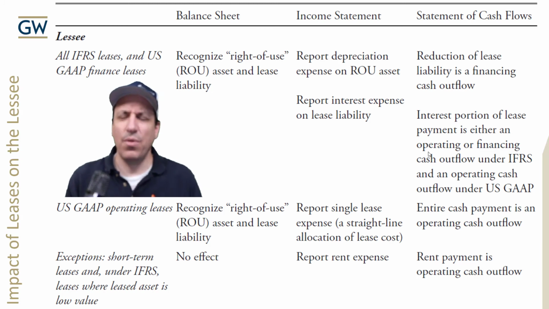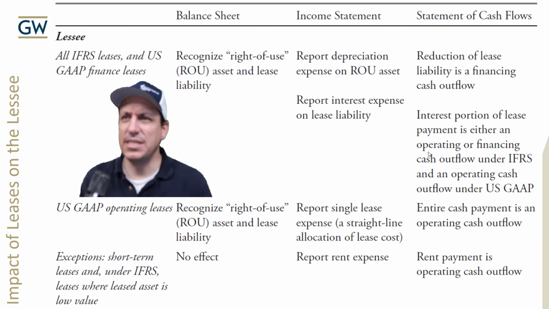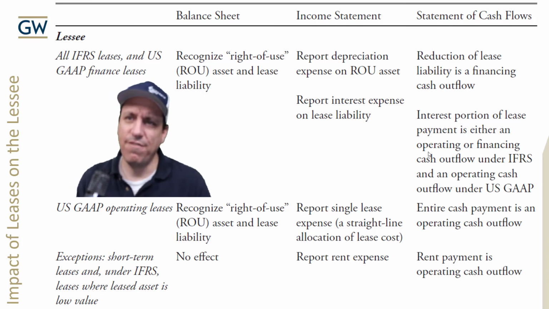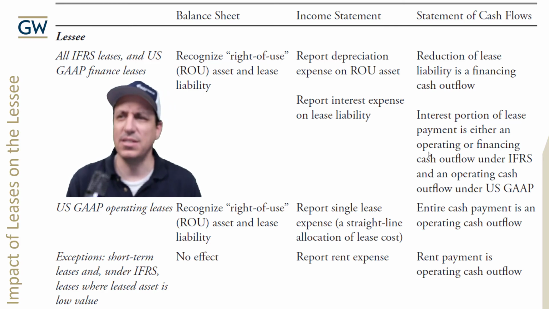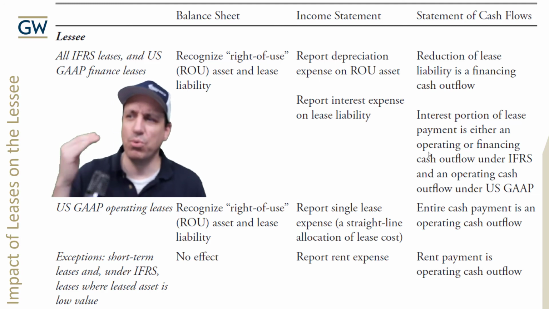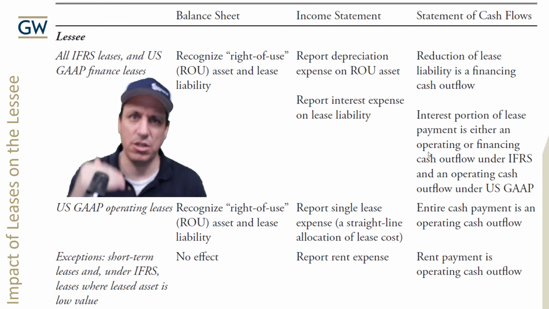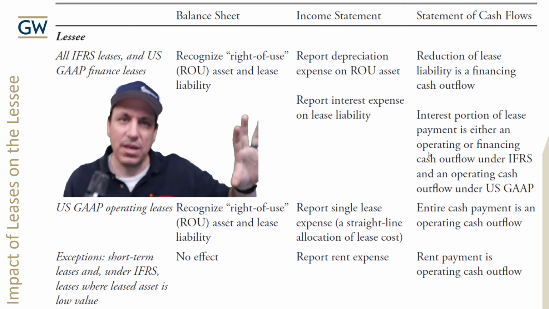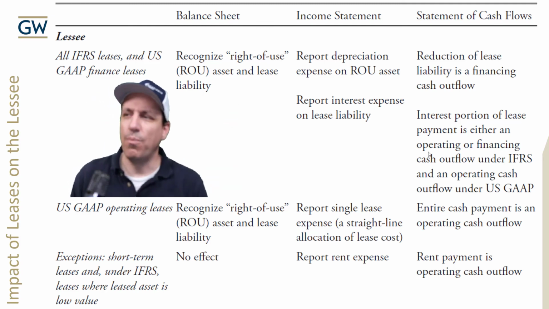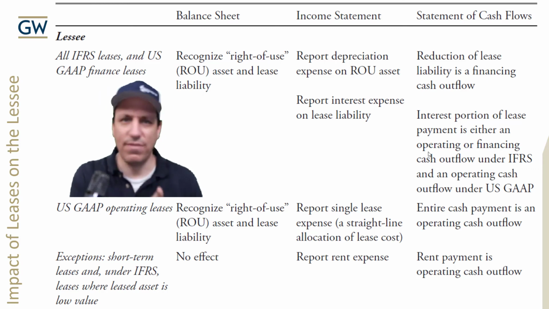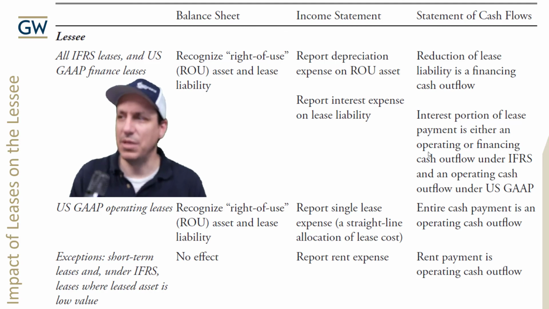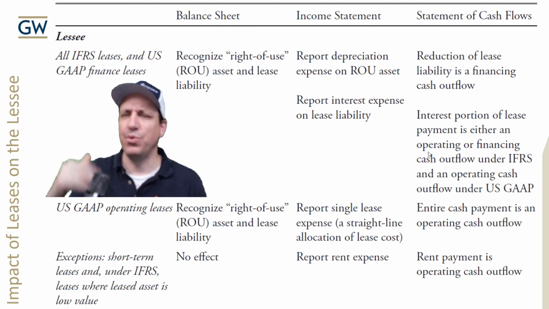And so this is a table that goes through the core differences for the lessee related to the balance sheet, income statement, and the statement of cash flows. This is a good rule of thumb thing to have. Under IFRS leases and US GAAP finance leases, you recognize the right of use asset and lease liability on the balance sheet. On the income statement, you report depreciation expense because, hey, it's still an asset, so you're going to depreciate it. And you're like, wait, we don't own the asset. Doesn't matter. We're going to treat it like you do own it because that's what is effectively going on with the lease. So you report depreciation expense on the right of use asset, and you'd also have the accumulated depreciation associated with that. And then you report interest expense on the lease liability. And that interest expense and the cash payments would reduce that lease liability.